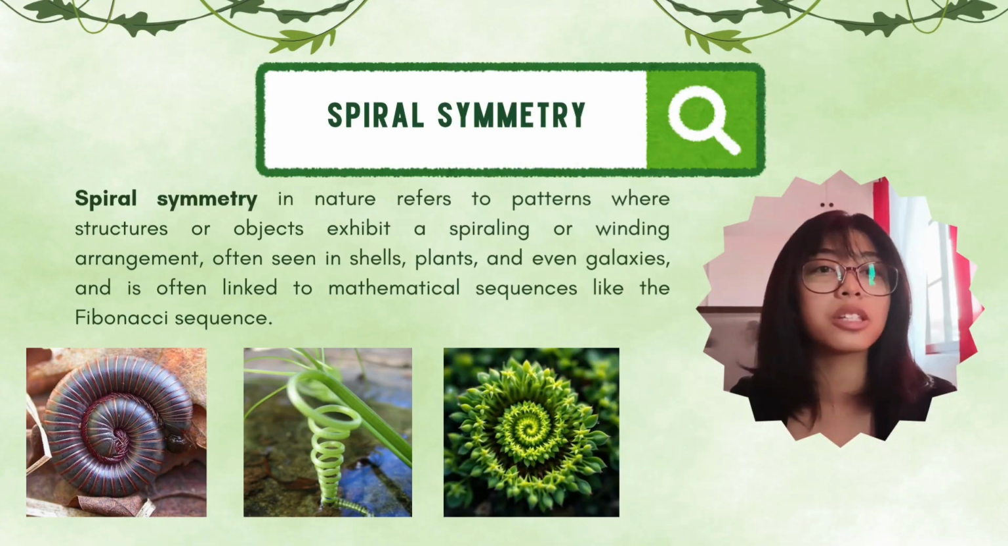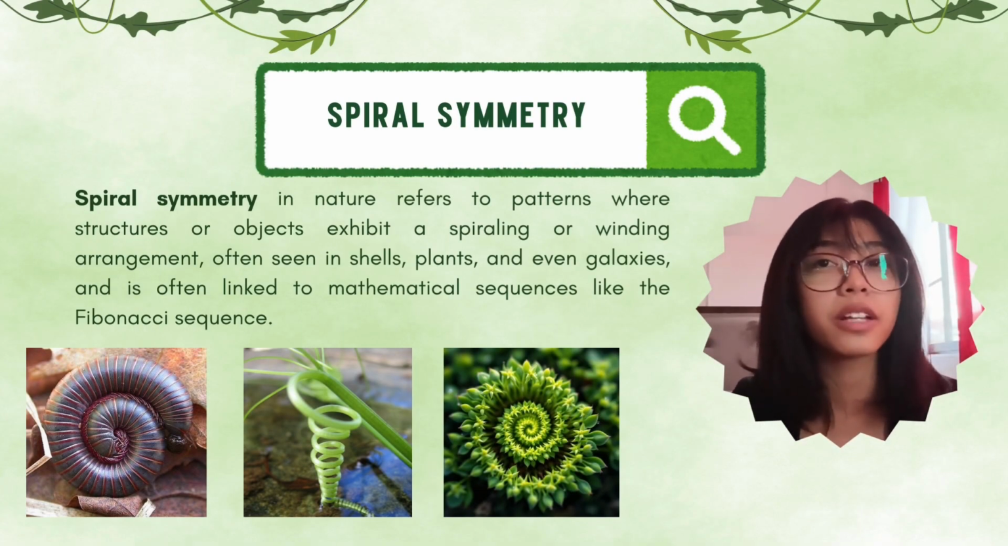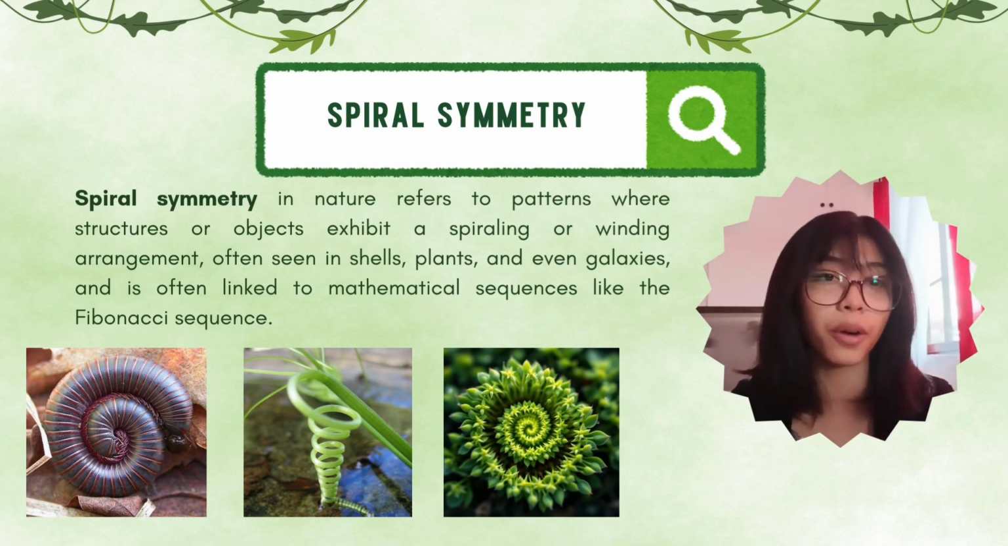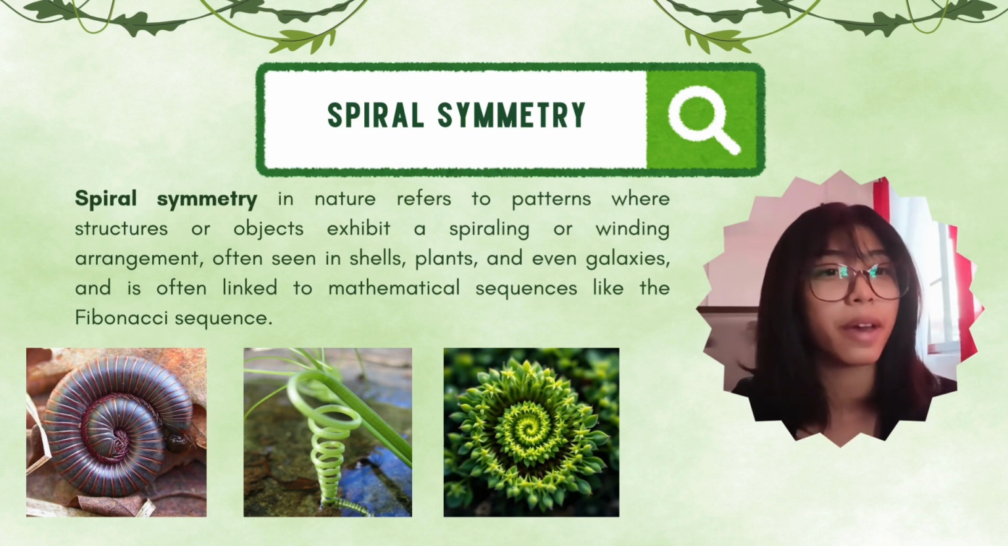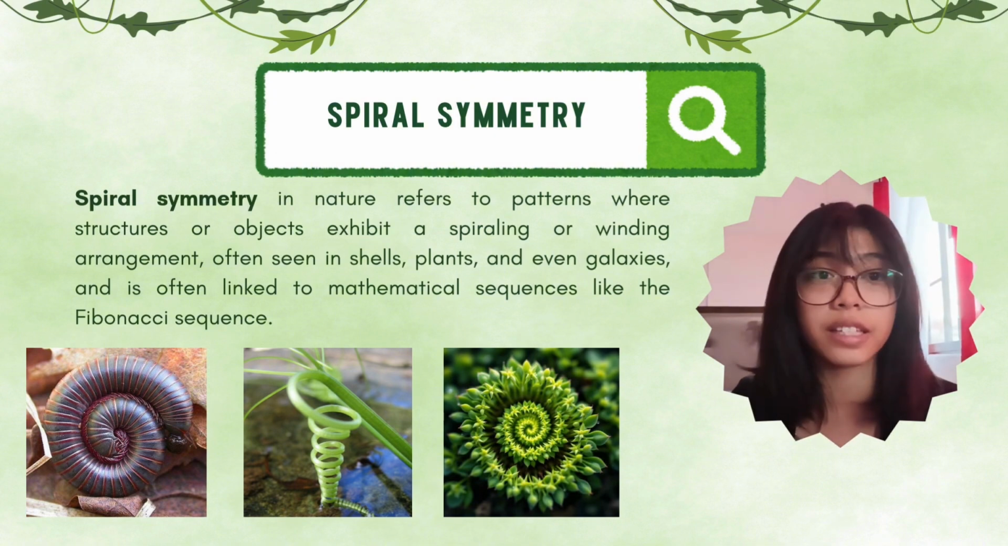Next, let's talk about spiral symmetry. Spiral symmetry occurs when a shape is repeated while rotating and expanding from a central point. This type of symmetry often follows the Fibonacci sequence or a logarithmic spiral, which provides an efficient way to pack or grow in a confined space.